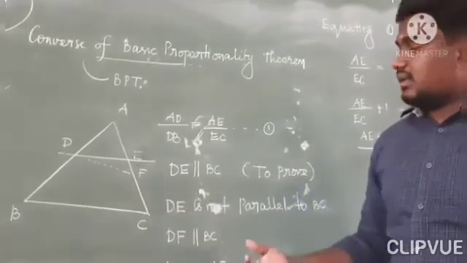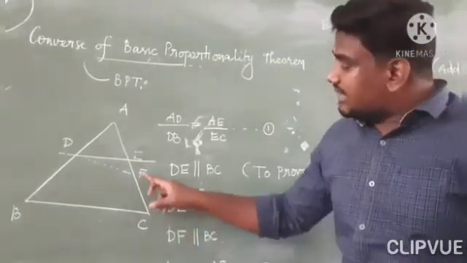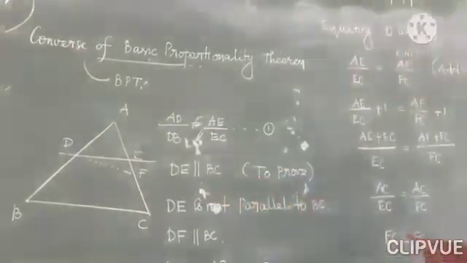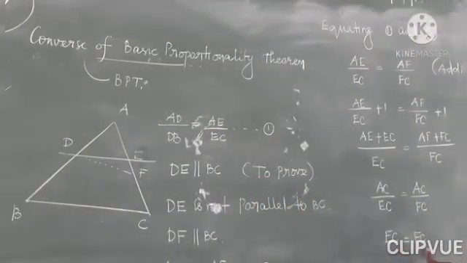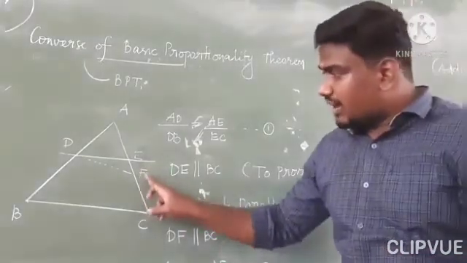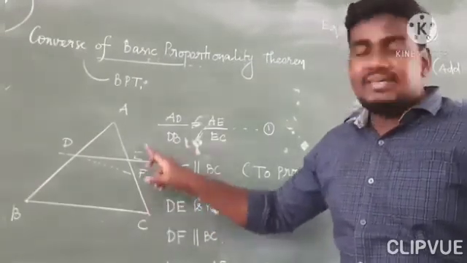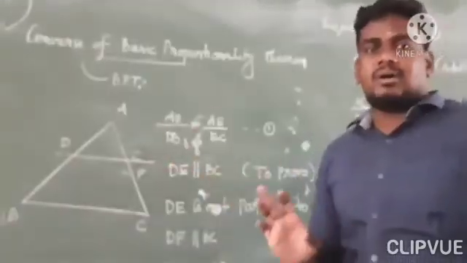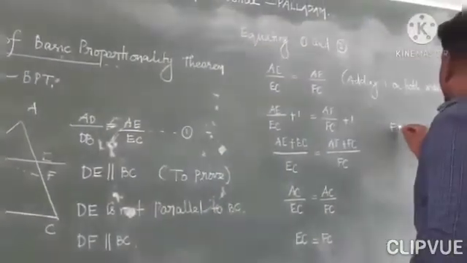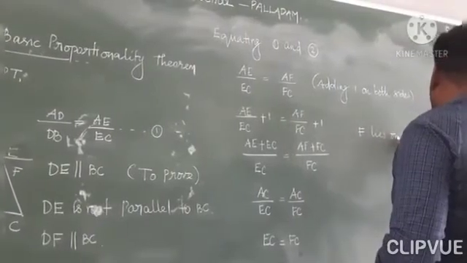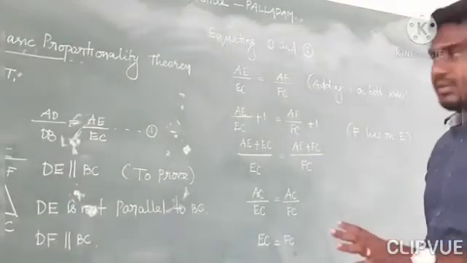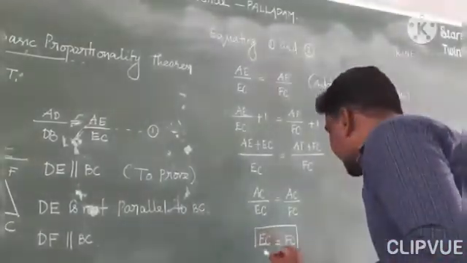How is it possible? Actually, I refer here. I notice F is here, E is here. But the condition we got is EC is equal to FC. When is it possible? Only when this point F lies on E. Therefore, F lies on E, then only it is possible. Therefore, EC is equal to FC.